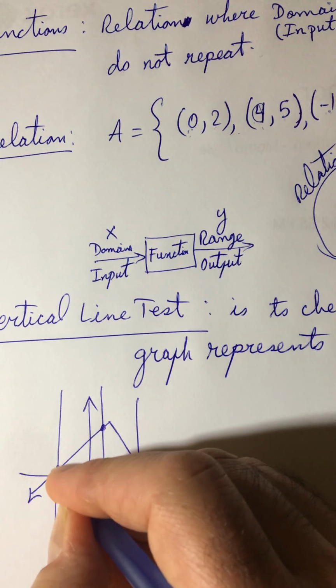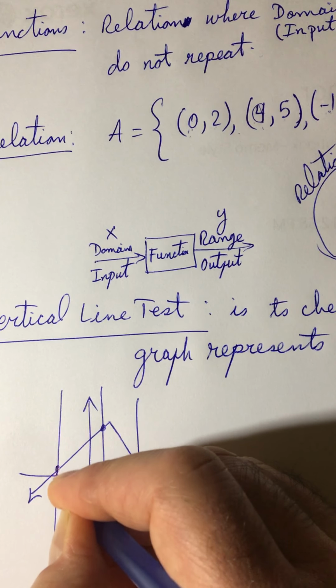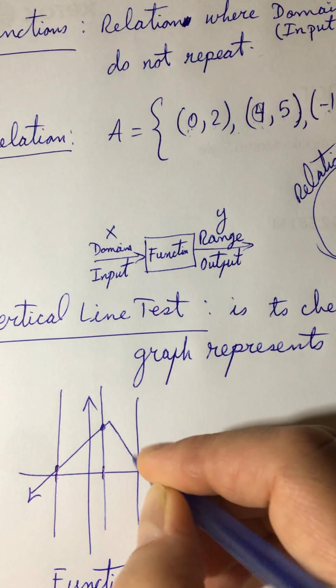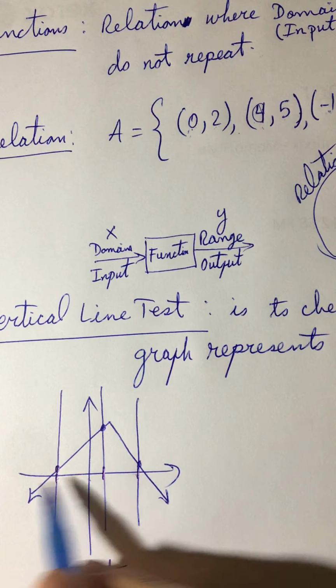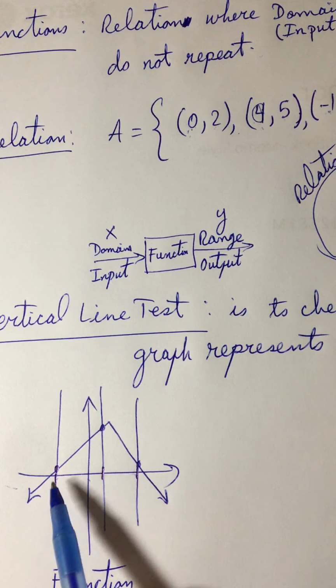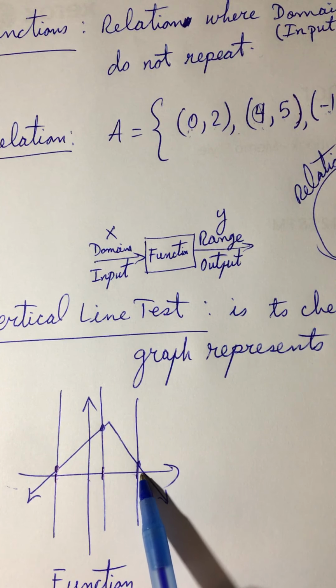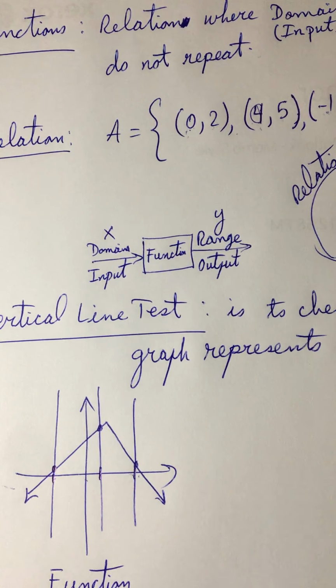Because look at it, this point, whatever it is, has an x value that's here. This point has an x value here. This point has an x value here. Are these x values repeating? No, they're all different numbers. Therefore, the domain values are not repeating. So this graph represents a function.